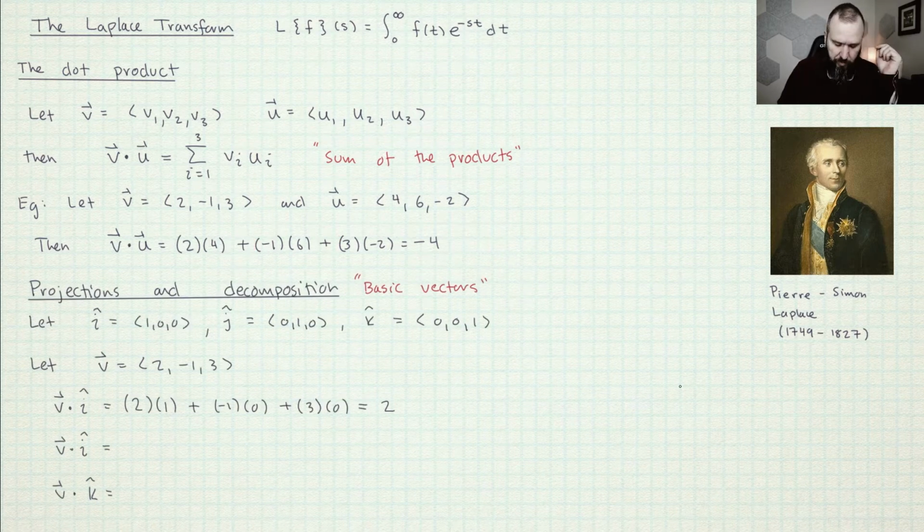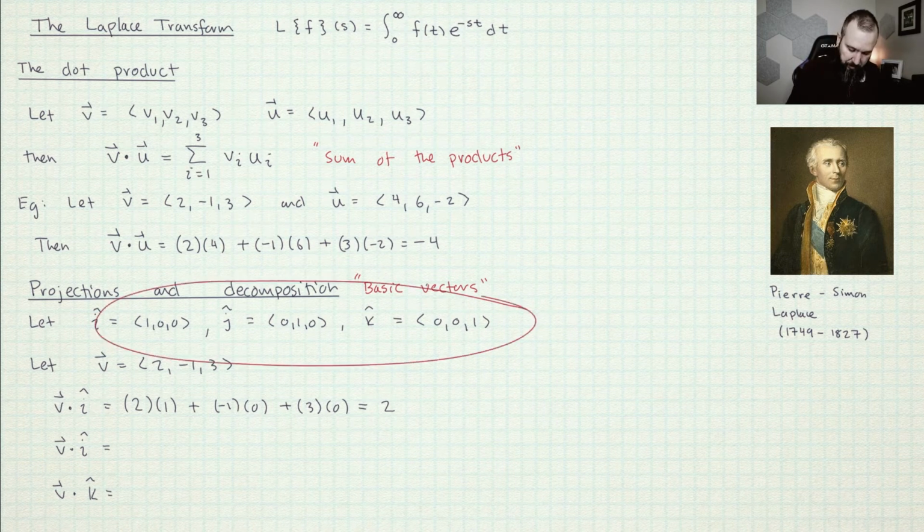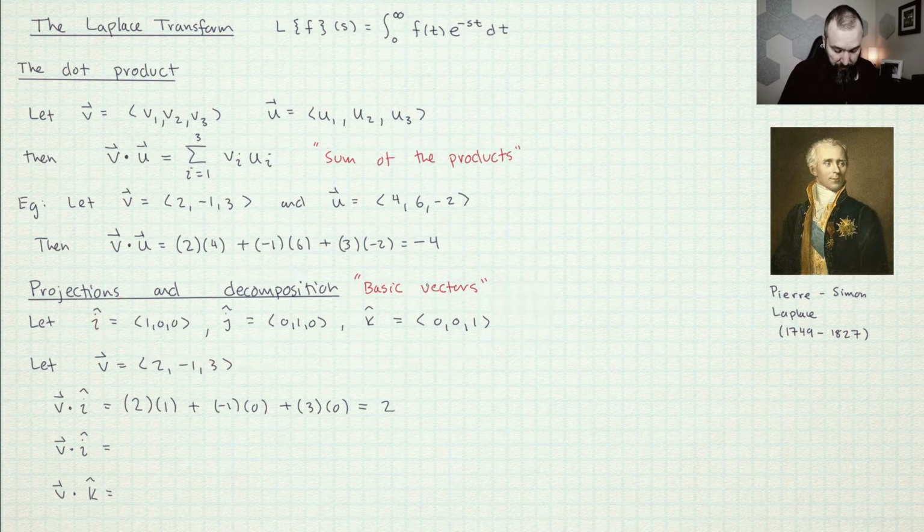One easy way to understand what the dot product is doing is to take a vector and calculate its dot product with some very basic vectors. So I've chosen here what I think to be some basic vectors. We also call these vectors a basis. So let's just do it. What do you get if you calculate the dot product of I and V?